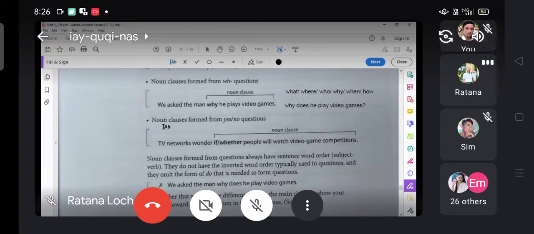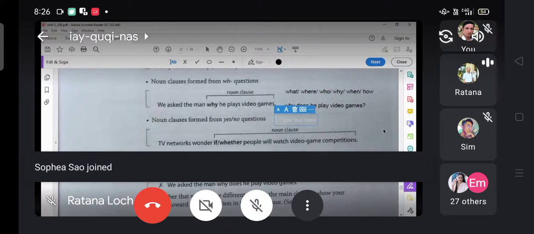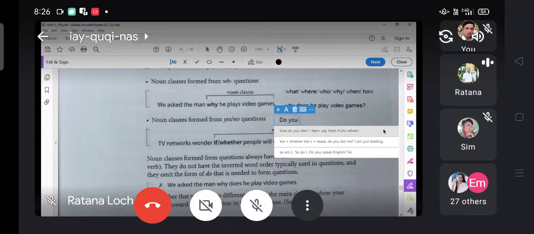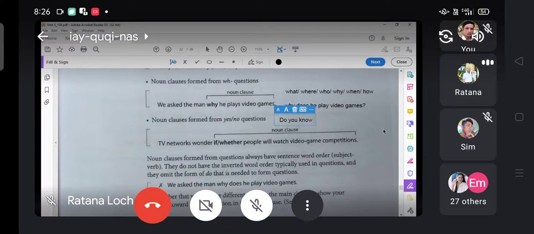Okay, so now noun clauses formed from yes-no questions. I think that all of you can just answer. Okay, for example, can you, do you know, easy one? Easy one. Do you know?